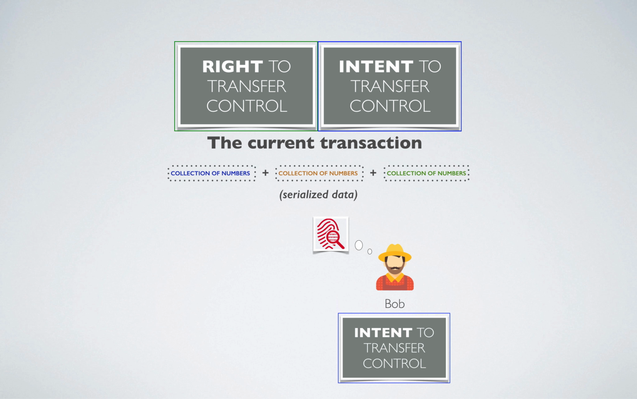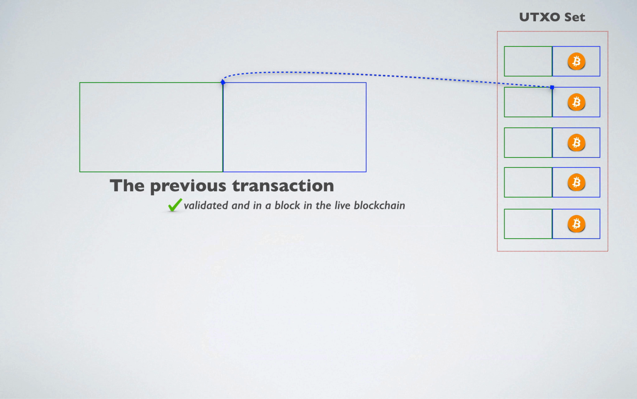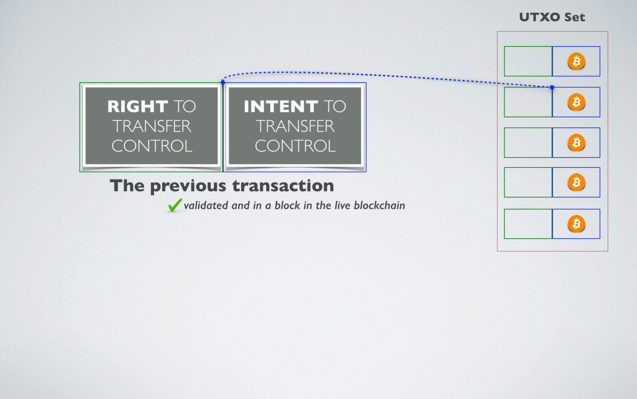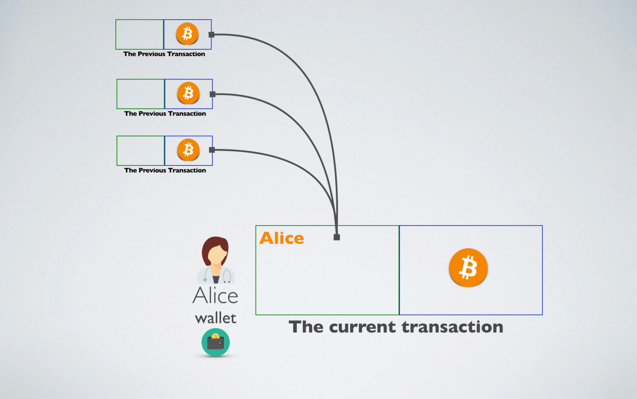The second transaction, called the previous transaction, is a transaction that's already gone through the process of validation and admission into a valid block in the live blockchain. In addition, this transaction is also part of the UTXO set. Like the current transaction, the previous transaction contains information documenting a participant's intent to transfer control of Bitcoin to someone else. In order for Alice to transfer control of Bitcoin to Bob, her wallet must find previous transactions that contain enough Bitcoin to satisfy the current transaction.